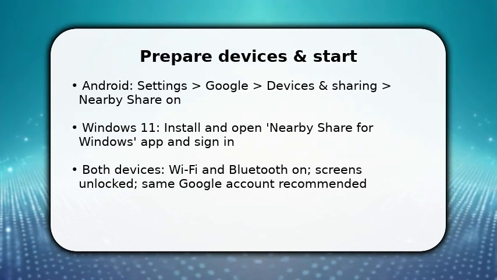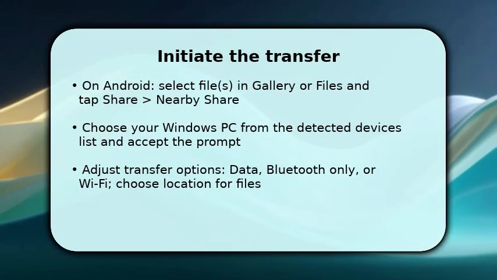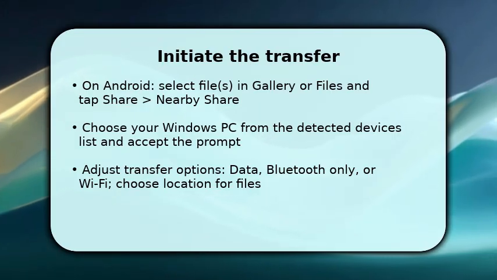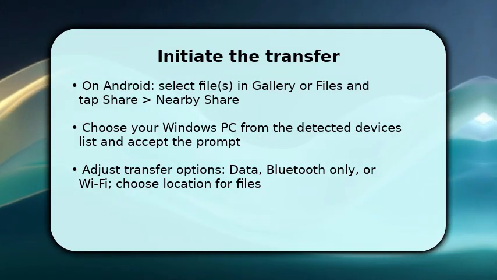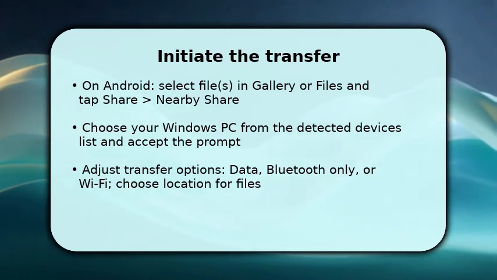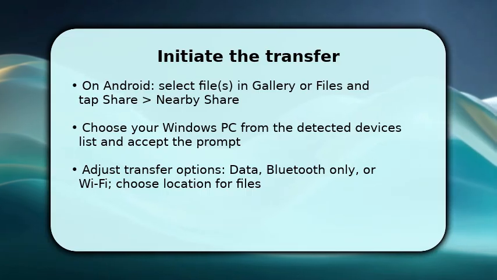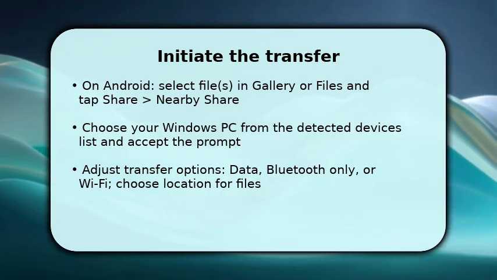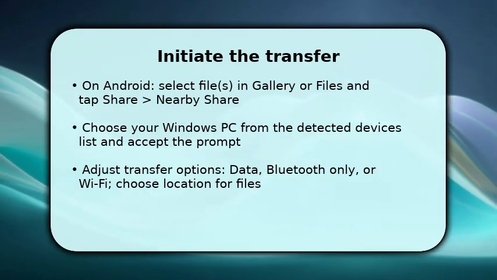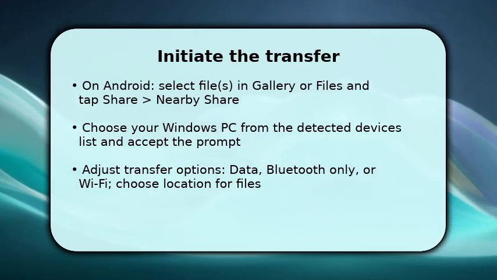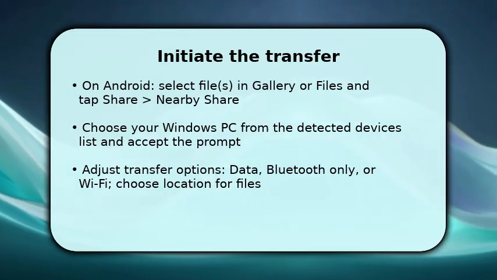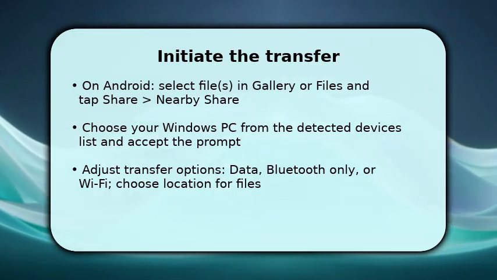Now perform the actual send from Android. Open the file or photos, tap Share and pick Nearby Share. Your Windows PC should appear in the device list. Tap it. On the PC, accept the incoming connection in the Nearby Share window and choose a save folder if prompted. Make sure transfer mode matches your needs, data over Wi-Fi for speed, or Bluetooth if Wi-Fi is unavailable. Once accepted, the files stream directly. Keep both devices awake until the transfer completes to avoid interruption.